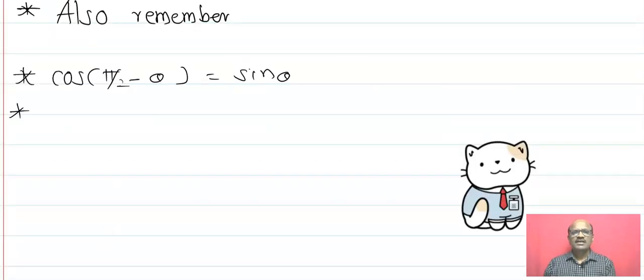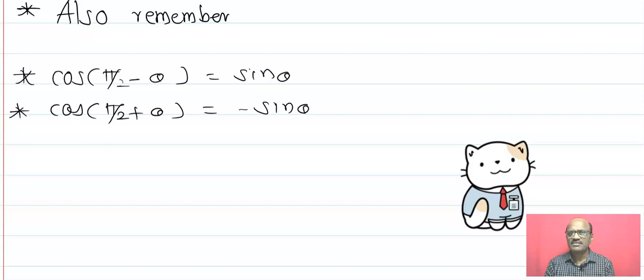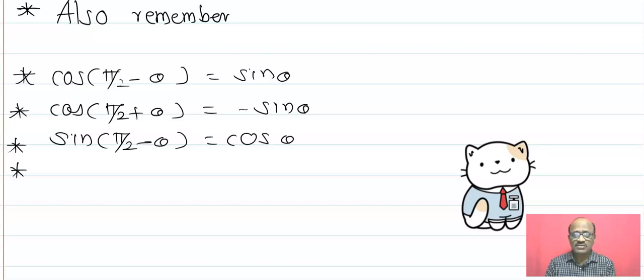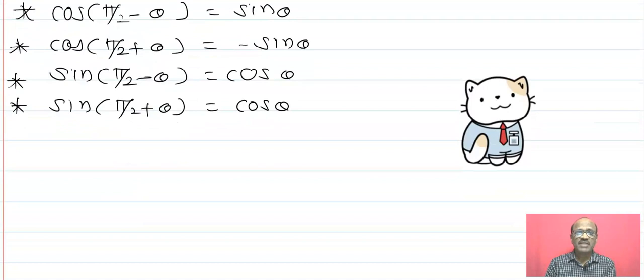Now the next. Also remember this, cos of pi by 2 minus theta is sin theta. Again, this is repeated. Whenever there is a pi by 2 angle, the function changes, cos becomes sin. Again, cos of pi by 2 plus theta means what? It is minus sin theta. Why is it minus sin theta? Because cos in the second quadrant is negative. I say that pi by 2 plus theta is in the second quadrant, and that's why it becomes minus sin theta.